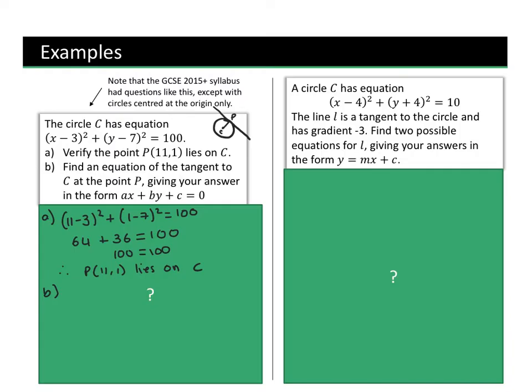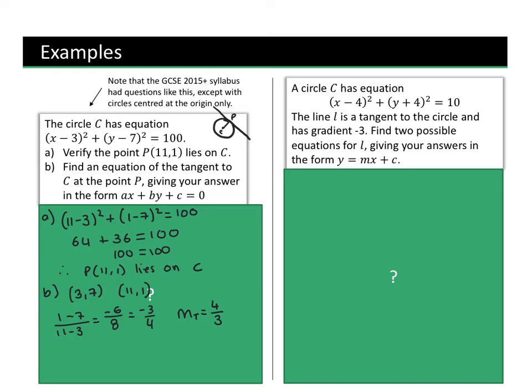we are then able to find the perpendicular gradient. So the gradient, we know the center of the circle is 3, 7. We know the point P is 11, 1. So we're going to have 1 minus 7 over 11 minus 3, which equals minus 6 over 8, which equals negative 3 over 4. So this is the gradient of the radius line. To find the gradient of the tangent, we know they're perpendicular, so we can flip it, times it by minus 1. So the gradient of the tangent is then going to be 4 over 3.